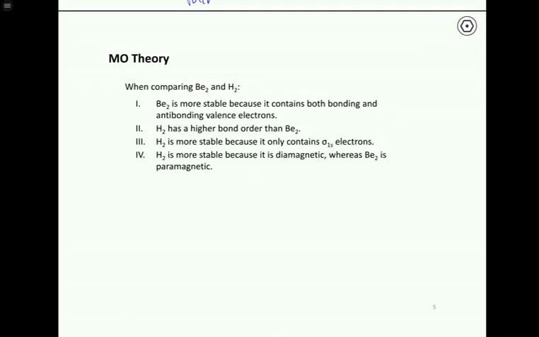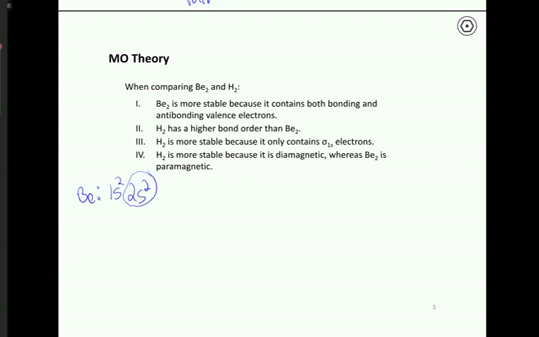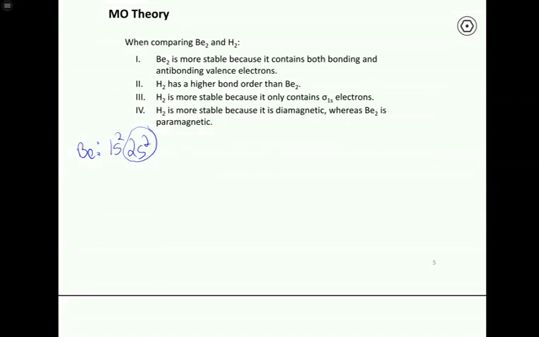Alright, the next question I want to go over is on molecular orbital theory. So here we're comparing Be2 and H2, and we want to know something about the stability and the bond order and things of that sort. So we have to draw the molecular orbital diagrams. Now, beryllium's electron configuration is 1s2, 2s2, fourth atom on the periodic table. So the valence electrons are s orbitals, so we only need to draw the molecular orbitals that derive from s orbitals. You don't need to draw the p orbital diagram for this one because there are no p valence electrons.